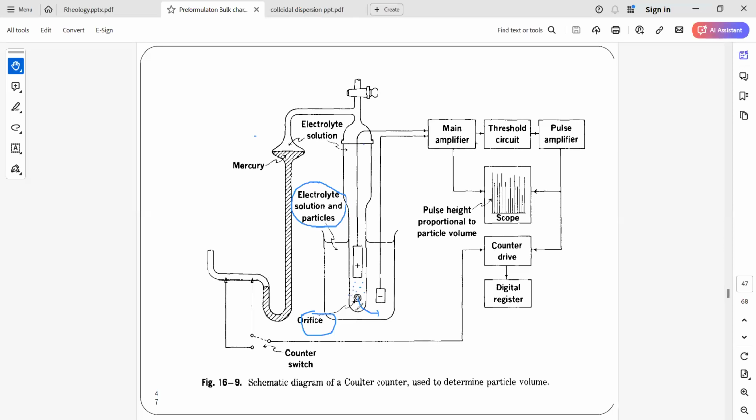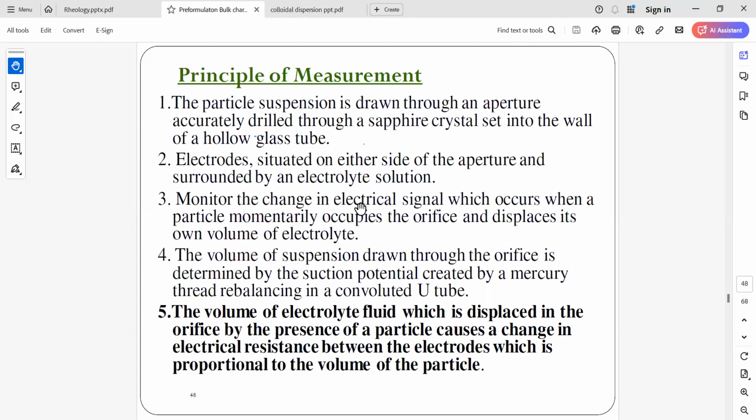So the instrument will measure how much volume is displaced from this test tube. Remember this concept. The principle is very important, as I have discussed the resistance, and then correlated it with the voltage. Remember the principle also. The volume of the electrolyte fluid displaced by the orifice, in the presence of the particle, causes a change in the electrical resistance between two electrodes, which is proportional to the volume of the particle. Which I have discussed already.